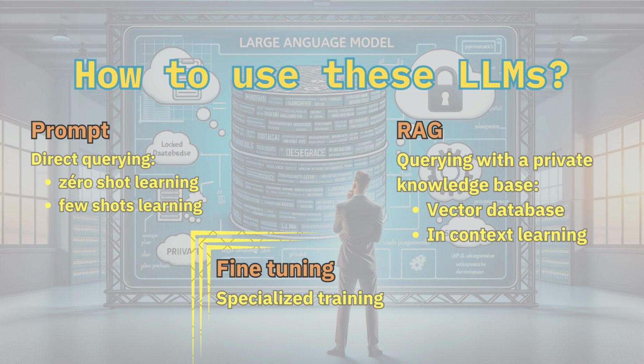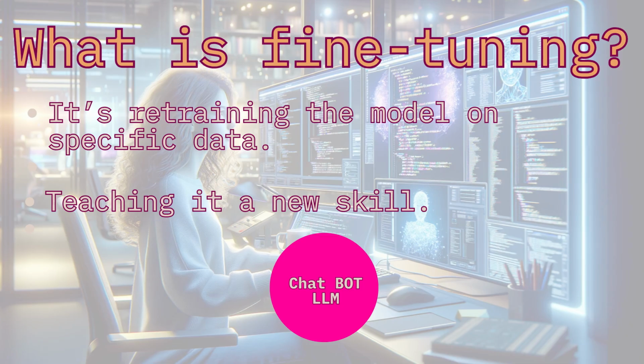The third method is fine-tuning, which serves two main purposes. It can enhance the model's knowledge through additional training on specific datasets, or it can teach the model new techniques rather than new knowledge. In our case, you'll see how we use it to teach the model to output JSON in a very specific format. Fine-tuning is about teaching new skills rather than just adding information. For instance, chatbots are essentially fine-tuned LLMs.